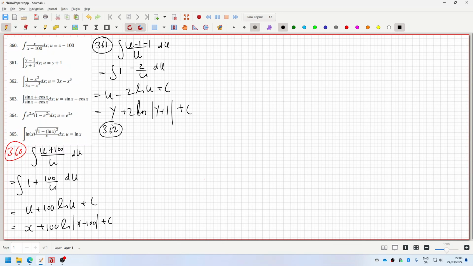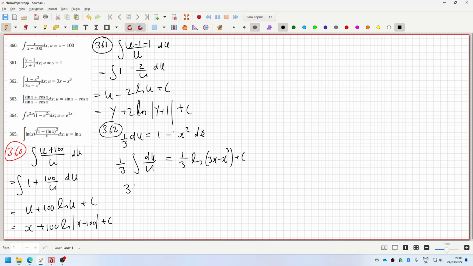362. So du equals 3 minus 3x squared dx. So 1/3 du is 1 minus x squared dx, which is the top. So the integration becomes 1/3 du over u. So that's 1/3 log u, which is 3x minus x cubed plus c.